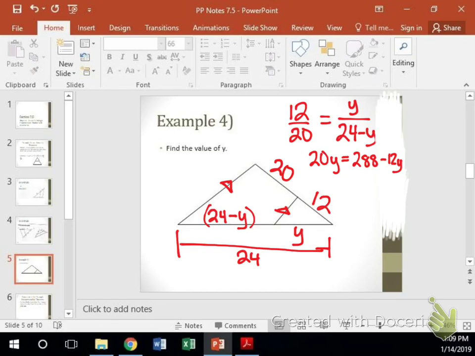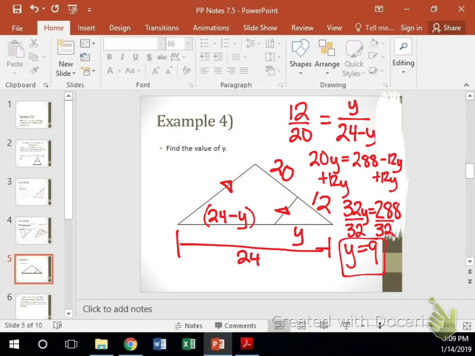In order to get y by itself, what do I need to do to both sides? Add the 12y to both sides. Good, so that leaves us with 32y equals the 288. And then finally, to get y all alone, we have to divide. Good, so y equals 9. So if they do give you the whole side length, you have to know how to represent that other chunk using subtraction.